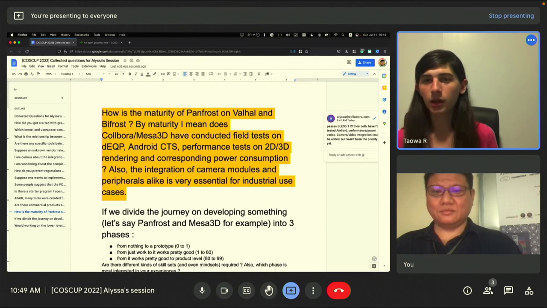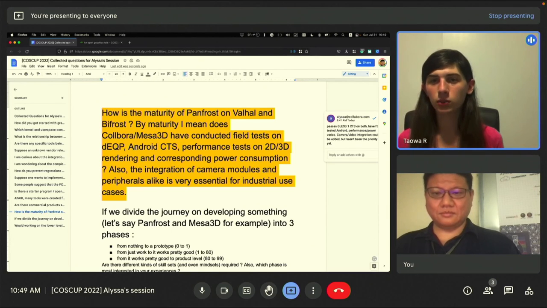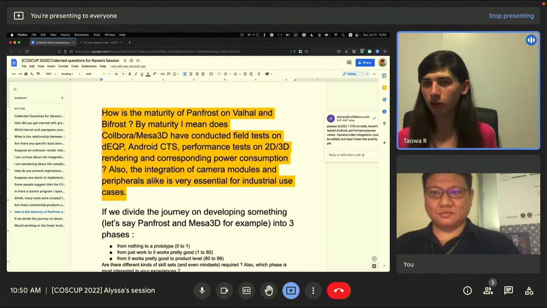So in terms of feature level and maturity there, I'm at least quite pleased with how Valhall and Bifrost are. For the next ones on your list, for Android, I do know that at least Bifrost was demonstrated working with Android at one point with Panfrost. I assume Valhall would be just as easy, at least for the older Valhall that we currently support.